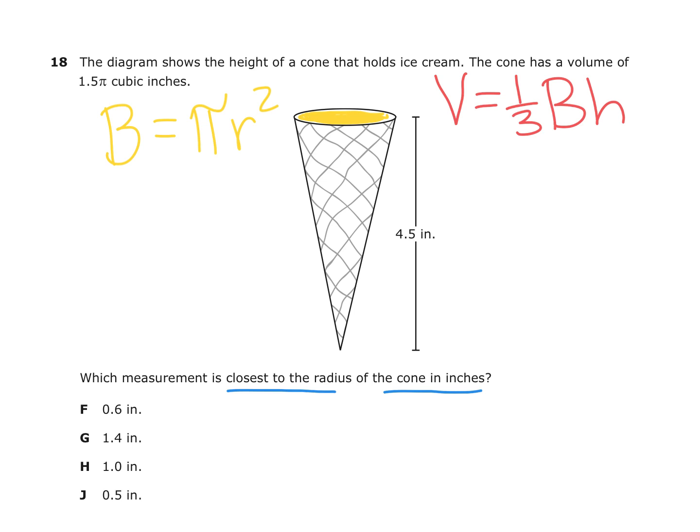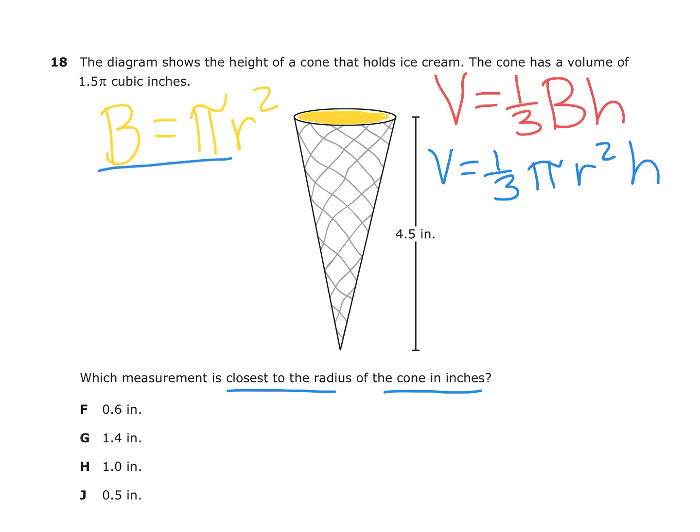Okay, so using the formula chart, we know that the volume of a cone is 1/3 the area of the base times its height. And the area of the base is this yellow part. That's a circular base. It's a circle. And that would be pi r squared. So capital B, area of the base, is pi r squared. And so that means that the volume is going to be 1/3 the area of the base, which is pi r squared, times the height.